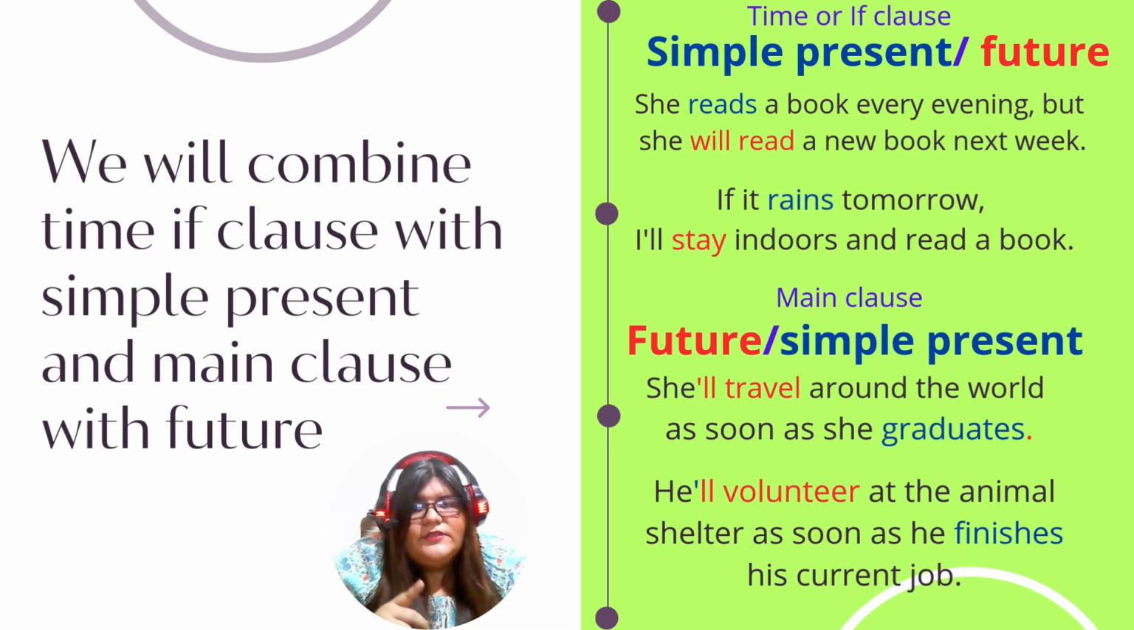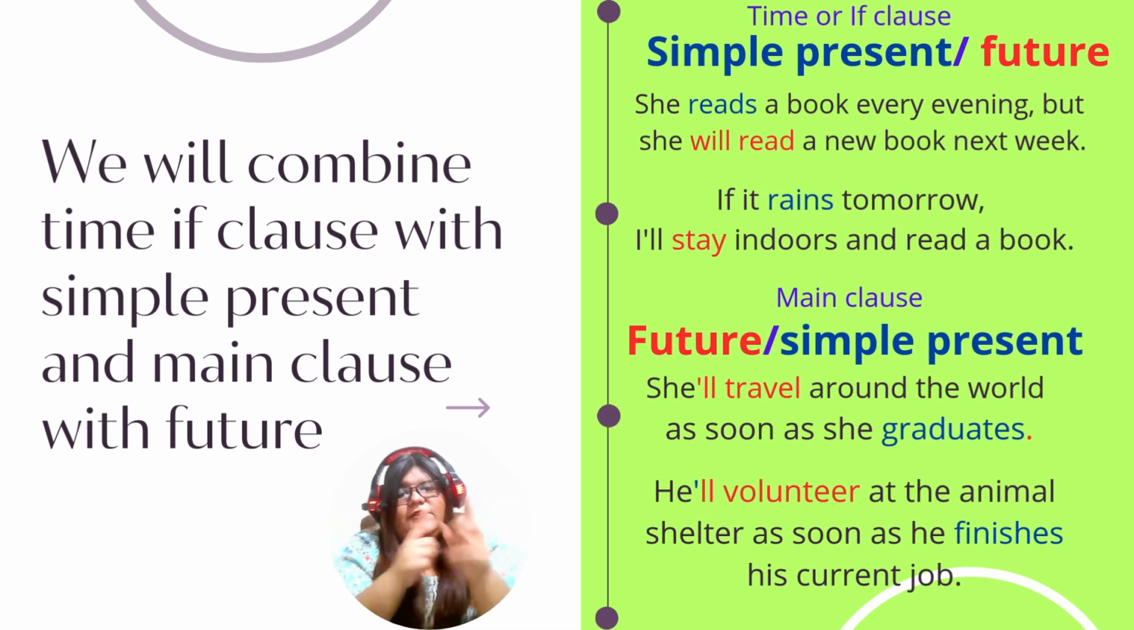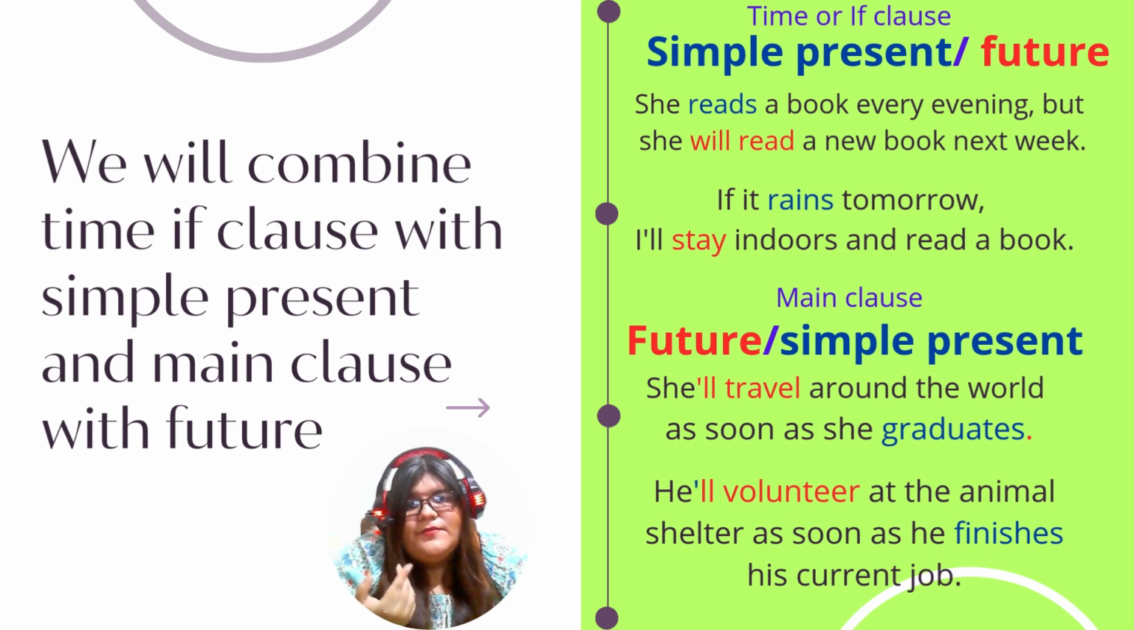She'll travel around the world as soon as she graduates. If you see here, we have the first sentence. She'll travel around the world as soon as she graduates. Here, it's like to make a change, right? Before it was the simple present from the beginning and the future after, but now it's the future from the beginning and the simple present after. Then we have: he'll volunteer at the animal shelter as soon as he finishes his current job.